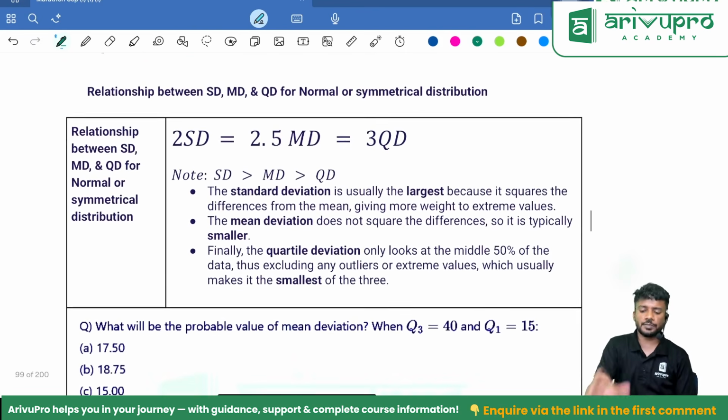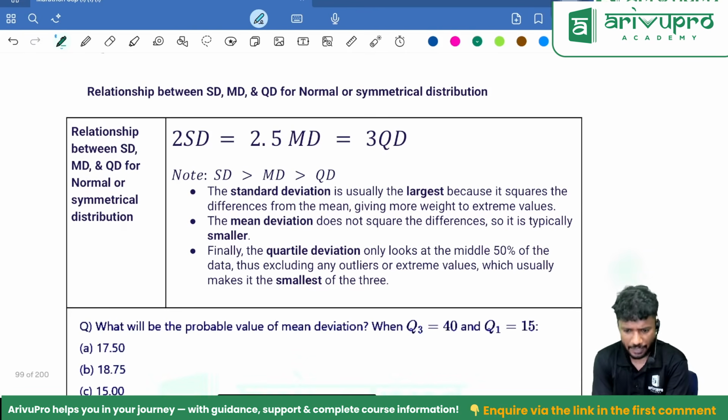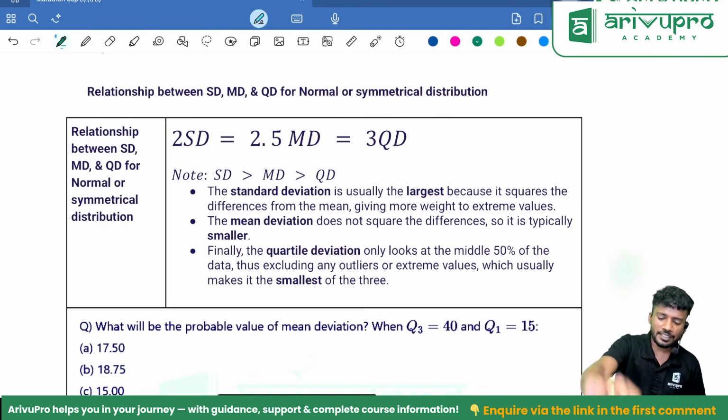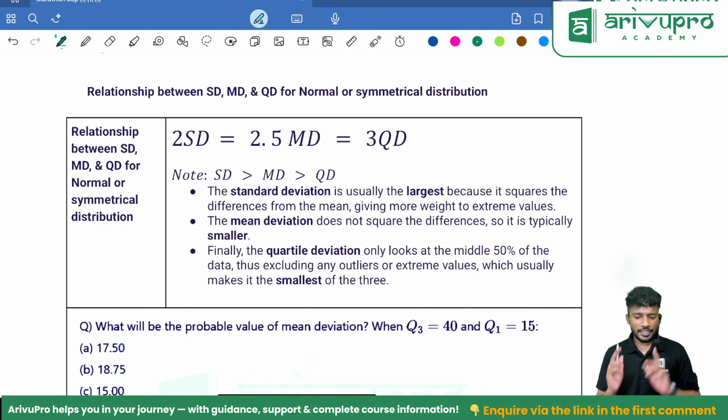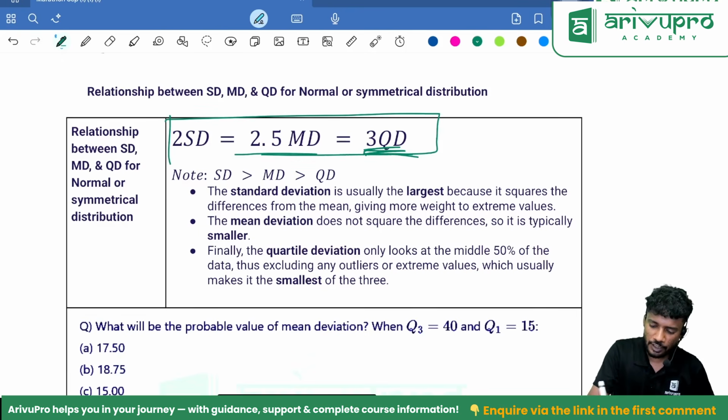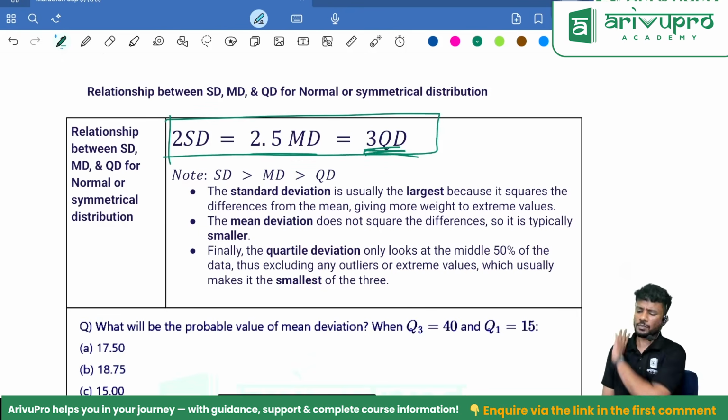Now, relationship between SD, MD, QD for normal or symmetrical distribution. When it is symmetrical distribution, 2SD is equal to 2.5 MD is equal to how many QDs are there? 3 QD. Keep a note of this. Very important. We will be using, and most of the time my question is based on this.